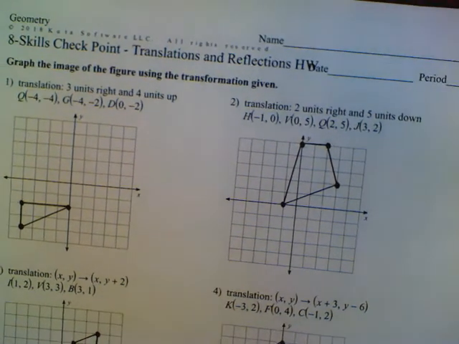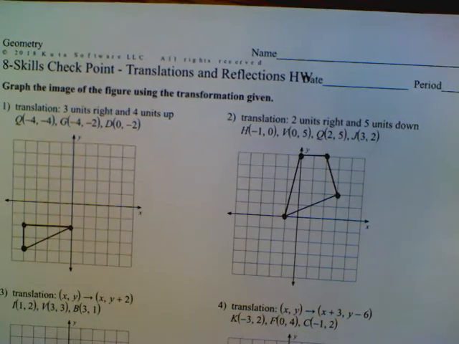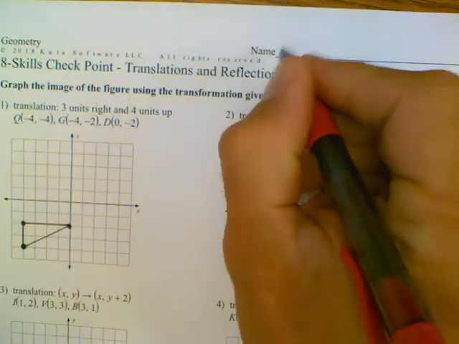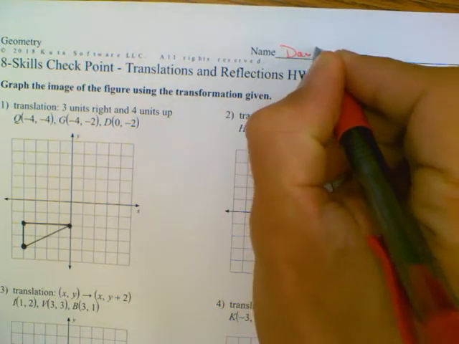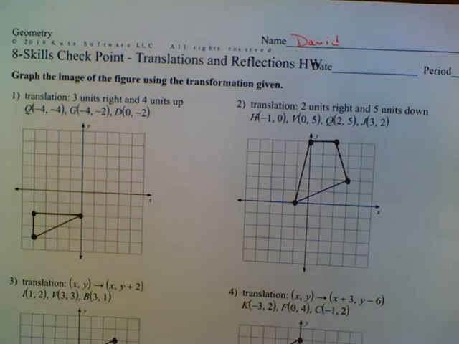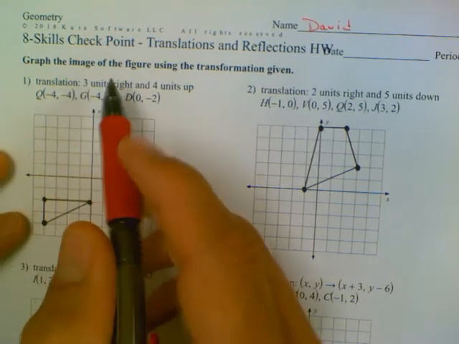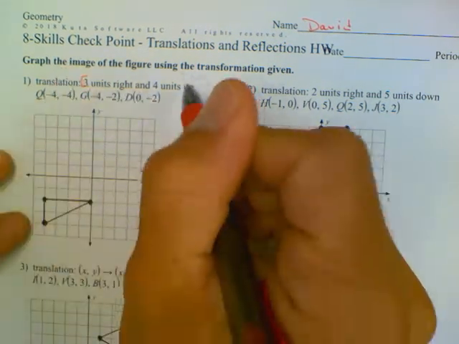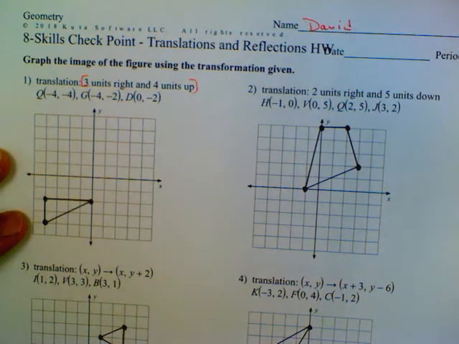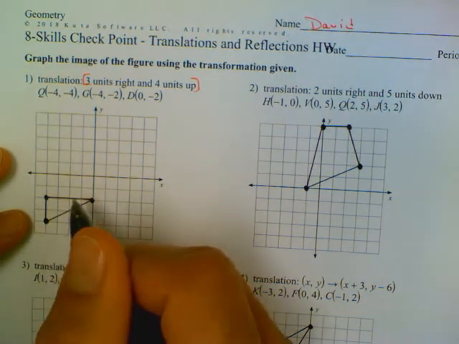Okay, so the first thing you want to make certain of is that your own name is in the top right corner, right? So that's me. Okay, and I tell you what I'm going to do, I'm going to do the left-hand side of the page. So I'll do all the odd numbers, and then I'll expect that you guys can do the even-numbered questions, okay? So this just says, in words, translations, a translation, 3 units right and 4 units up.